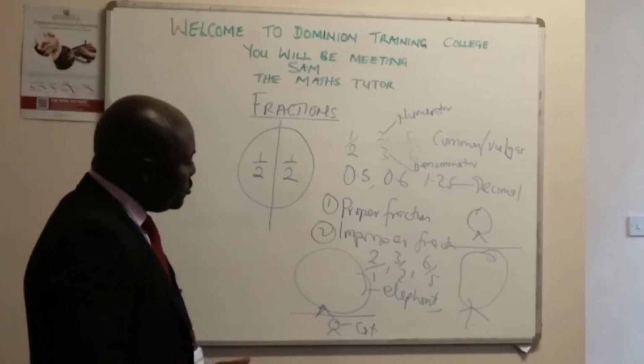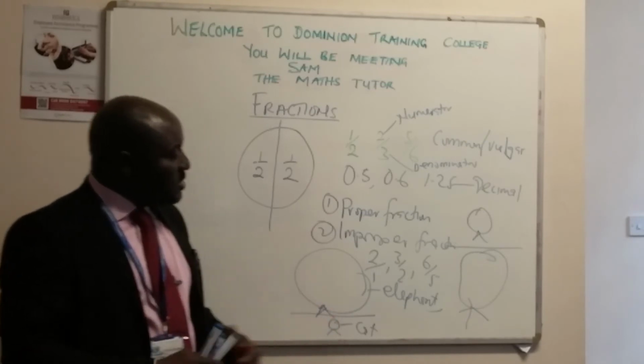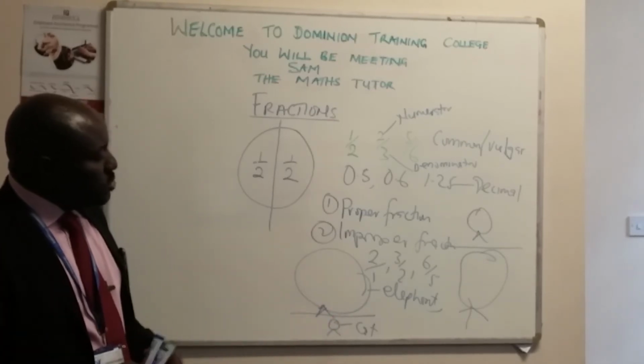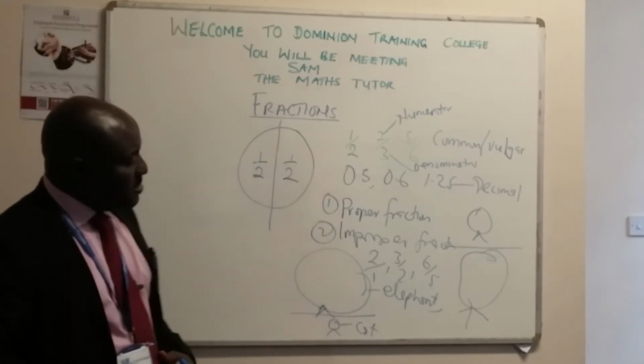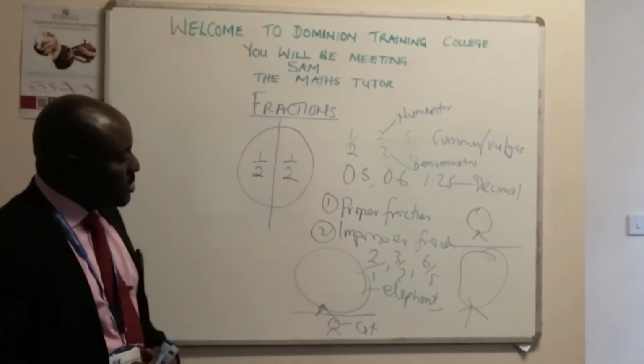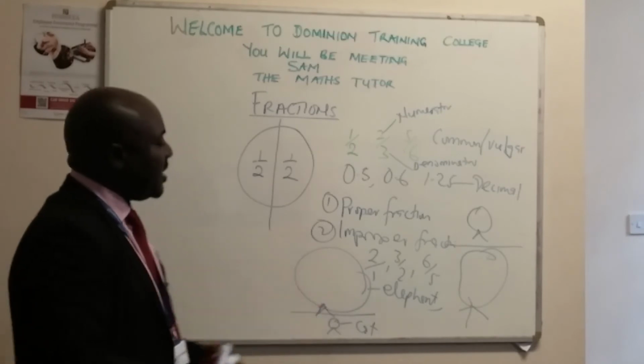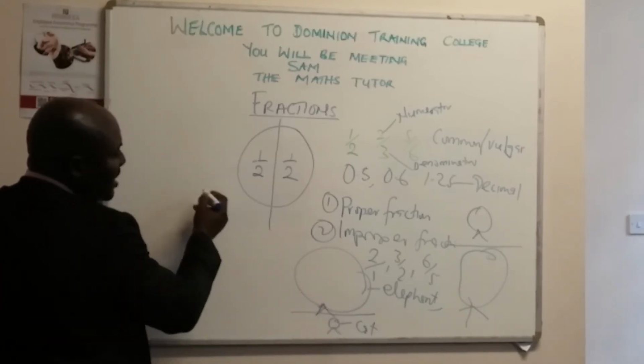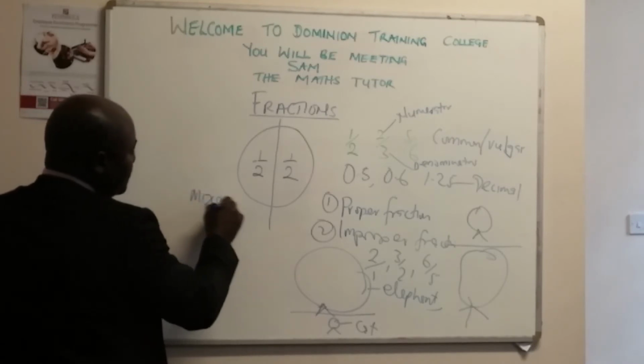Or you have your brother, let's say you and your brother living together. You are 2 years old, your brother is 10 years old. You decide to carry your brother on your head. It becomes an improper action. Then you are having improper fraction in that case. Then the next one and the last of them is the mixed fraction.